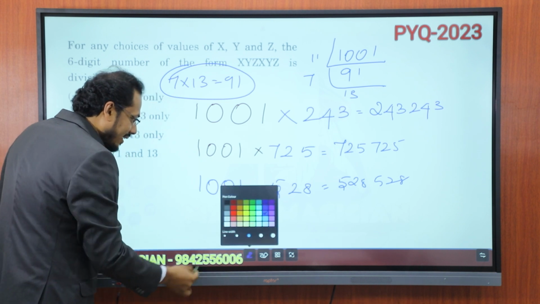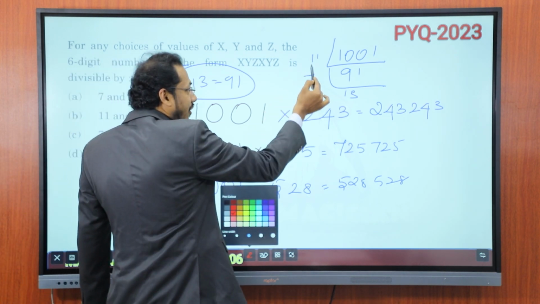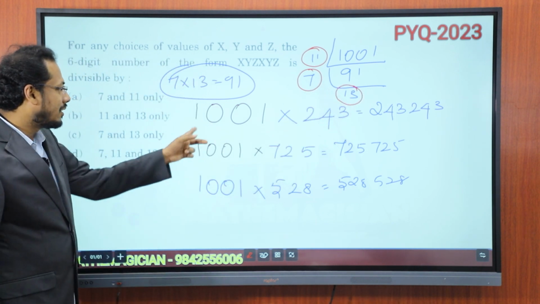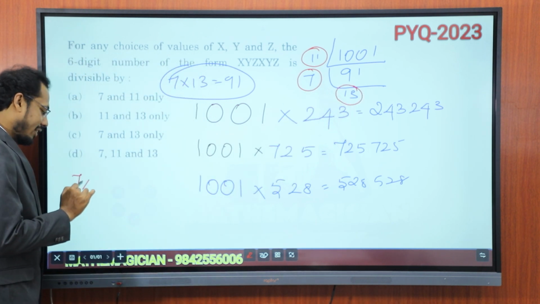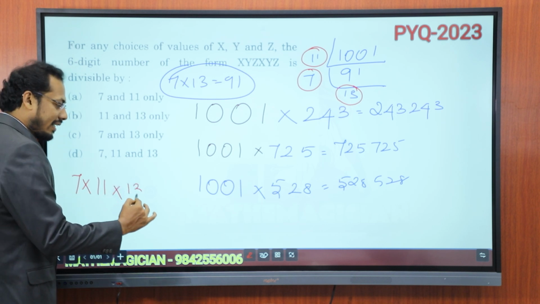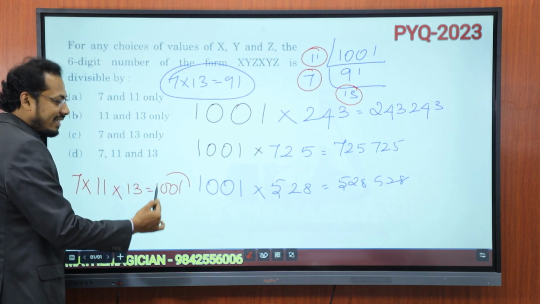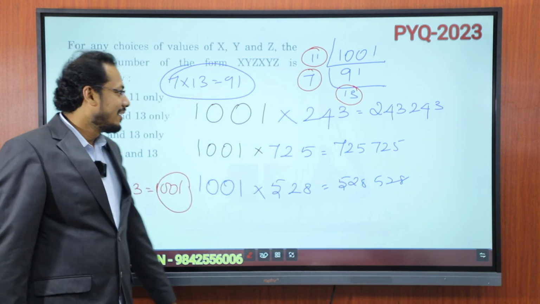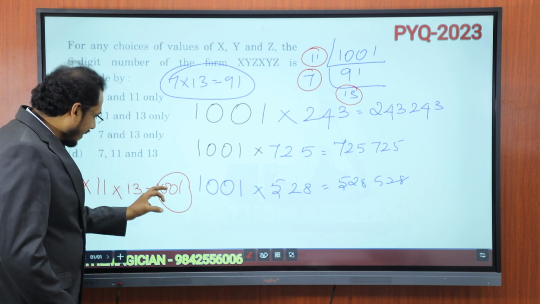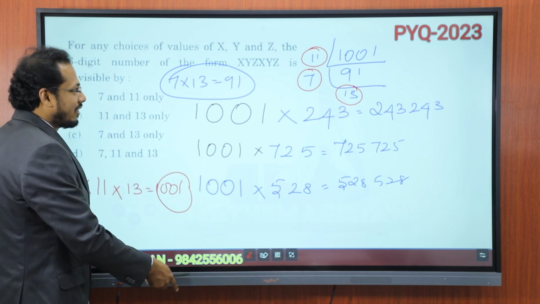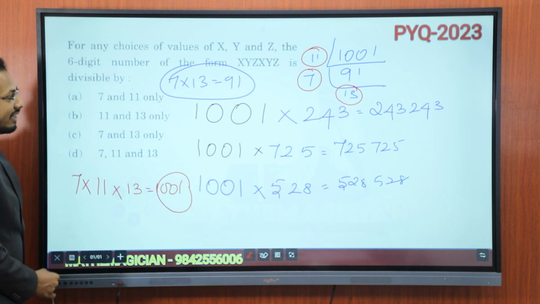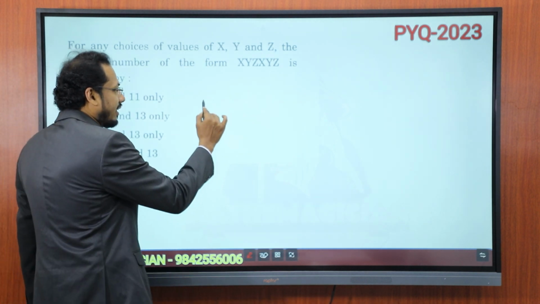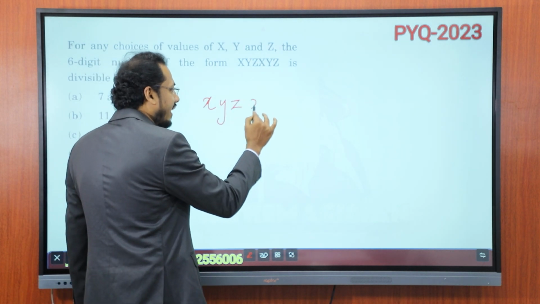This is nothing but, what is the question they asked? We need to check for 7 table, 11 table and 13 table. So 1001 is nothing but 7 into 11 into 13 is equal to 1001. This number only doing all these problems, right? So whatever the number multiply with this, I will get the same sequence. So they clearly says that here I got XYZ and XYZ. So XYZ, XYZ.